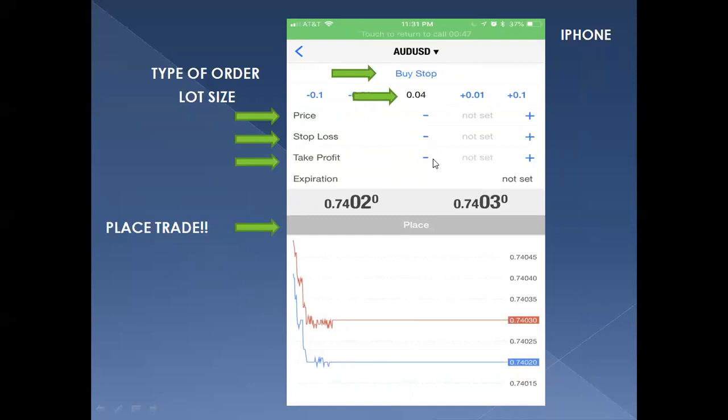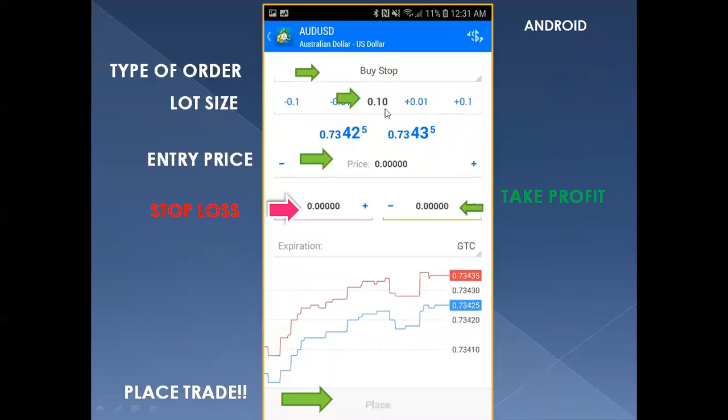For Androids, it looks like this. On Android, it doesn't say stop loss or take profit, but we've got to follow colors. So underlined in green is where you're going to put your take profit price, and underlined in red is where you're going to put your stop loss. And that's it. You just hit place.